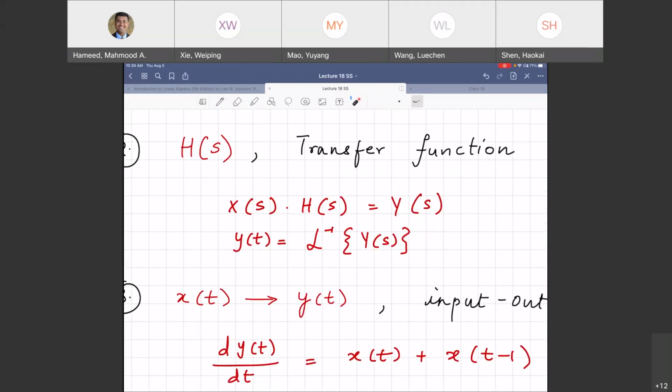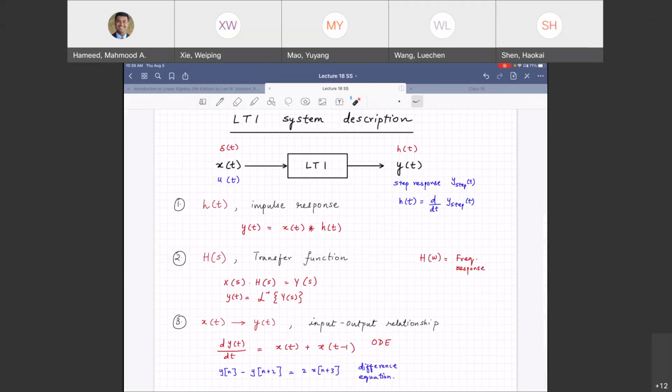So you can go from one to the other, but these are the three ways you could describe the LTI system. The goal is, for a given input, can you find the output or not? Three different methods. Questions about this? Impulse or step response? Next. Transfer function? Next. Input-output relationship.